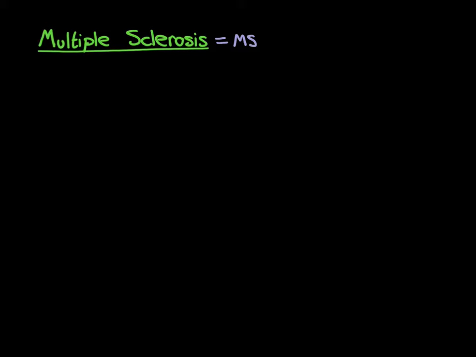So, let's begin then by going over the basics of what multiple sclerosis actually is and what the symptoms of multiple sclerosis are. So, multiple sclerosis, I've already said it's an autoimmune disease. Now, what does an autoimmune disease mean? So, an autoimmune disease is a disease where the body's own immune system is going to attack some of its own tissue. Now, of course, the immune system is fantastic.